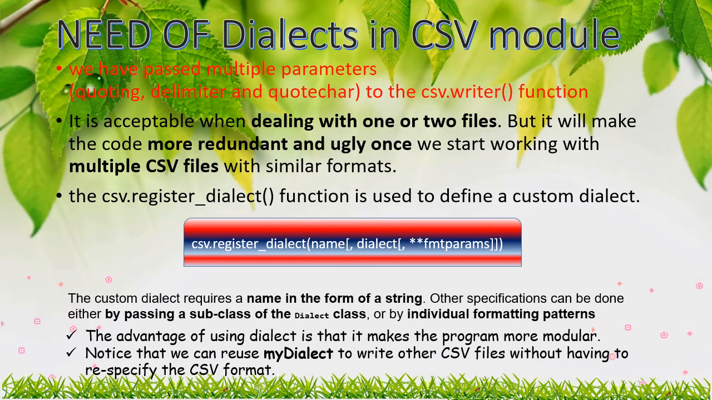So what are the advantages? Dialects means it is very modular, and it avoids repeated writing. Suppose in a program we are opening more than one file. Every time we can't write that formatting pattern again and again. So to avoid this, commonly written in one dialect, we can use it again and again. So the main advantage is reusability, like a function.